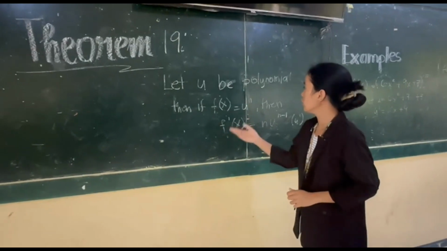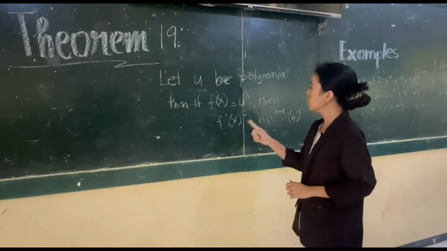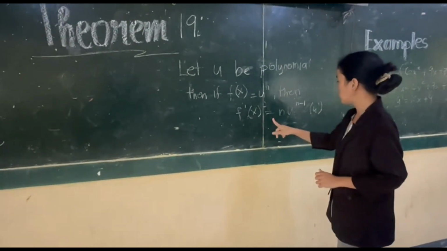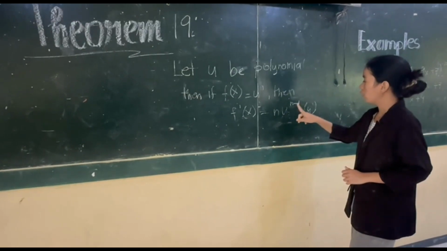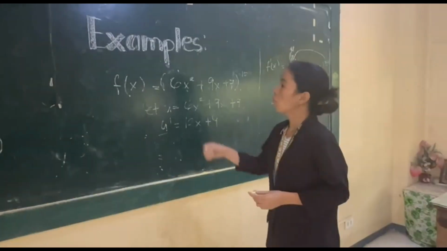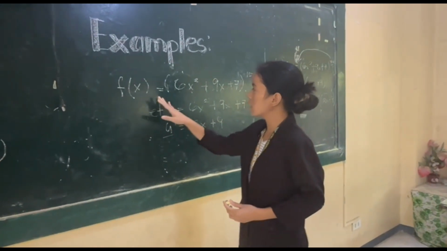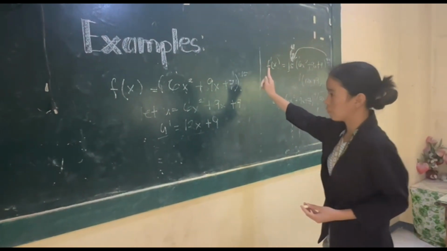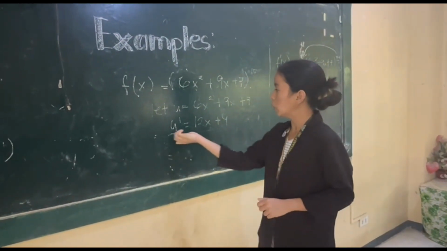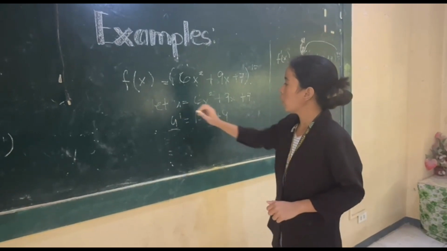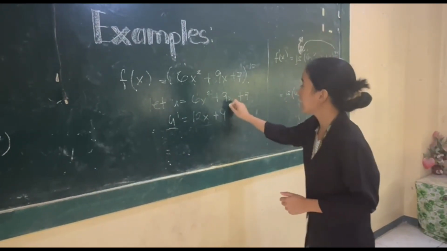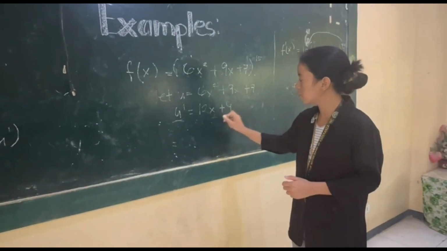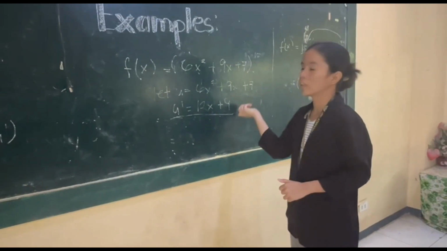And the power rule. Let u be a polynomial, then if f of x is equal to u raised to the power of n, then f prime of x is equal to n u raised to the power of n minus 1 times u prime. For example, if f of x is equal to 6x squared plus 9x plus 7 raised to the power of 15, first let us find the u prime. So let u be 6x squared plus 9x plus 7. So the derivative will become 12x plus 9, and this is our u prime.